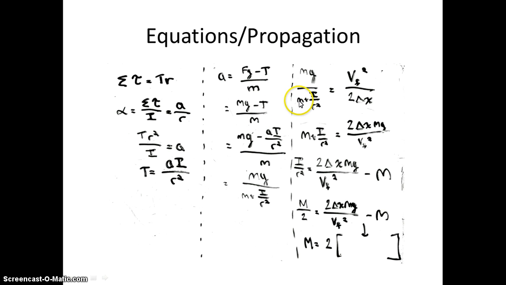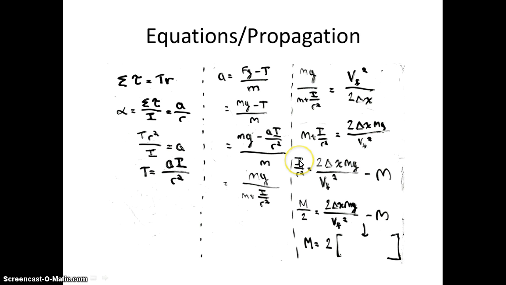Then when you get to the final steps, you have mg over (m plus I over r squared), which is what you got for acceleration, is going to equal v final squared over 2 delta x, which is just another kinematics equation. And when you take the inverse of both sides, you get (m plus I over r squared) over mg equals 2 delta x over v final squared. And then you multiply both sides by mg to get m plus I over r squared equals 2 delta x mg over v final squared.